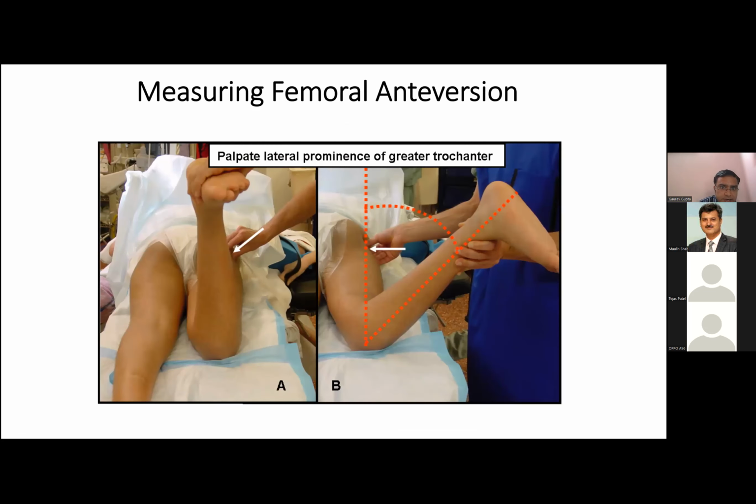And this femoral anteversion can be measured by making the child prone and internally rotating the femur, simultaneously assessing the greater trochanter. And when it becomes the most prominent or becomes parallel to the couch, that is the point where we measure the angle as shown in this photograph. This is also known as Craig's test.